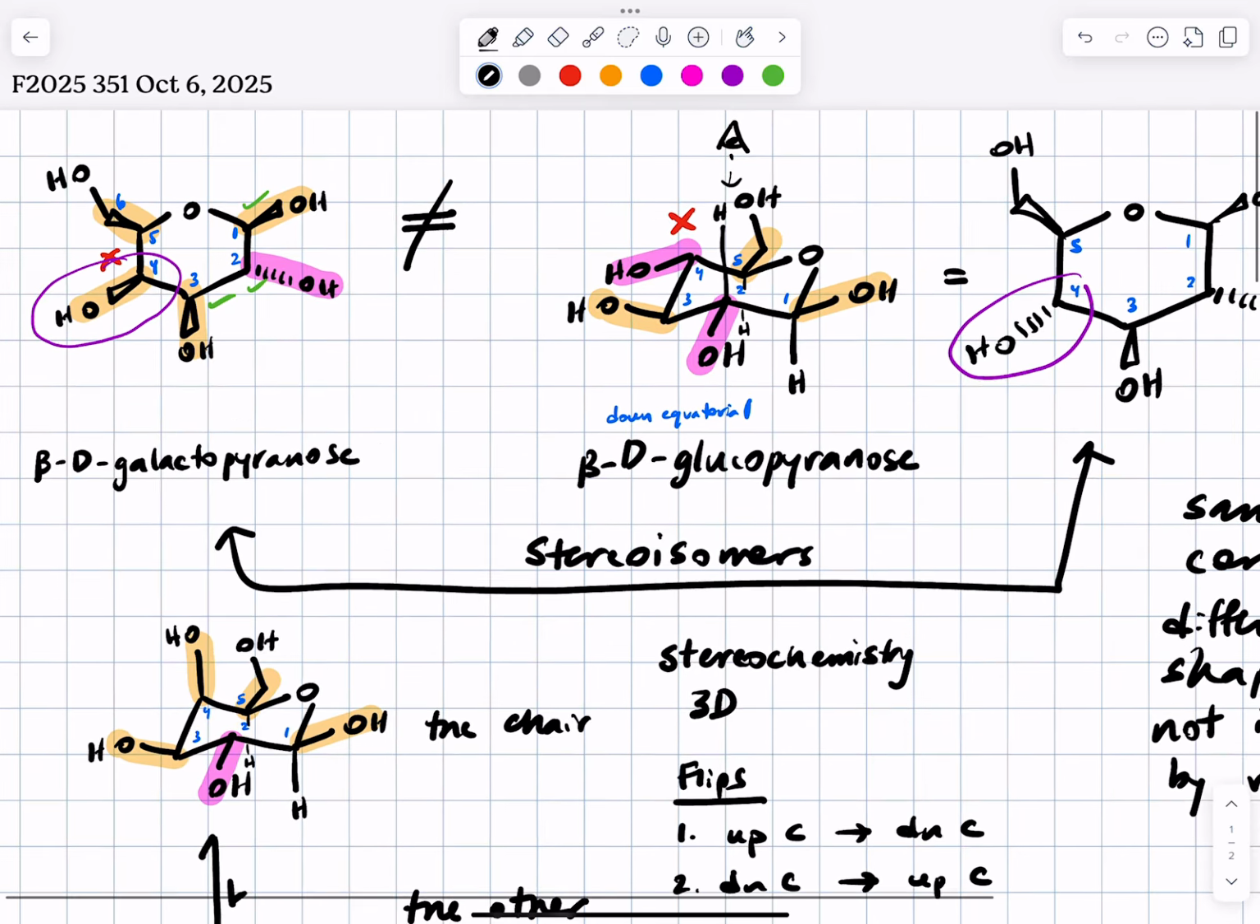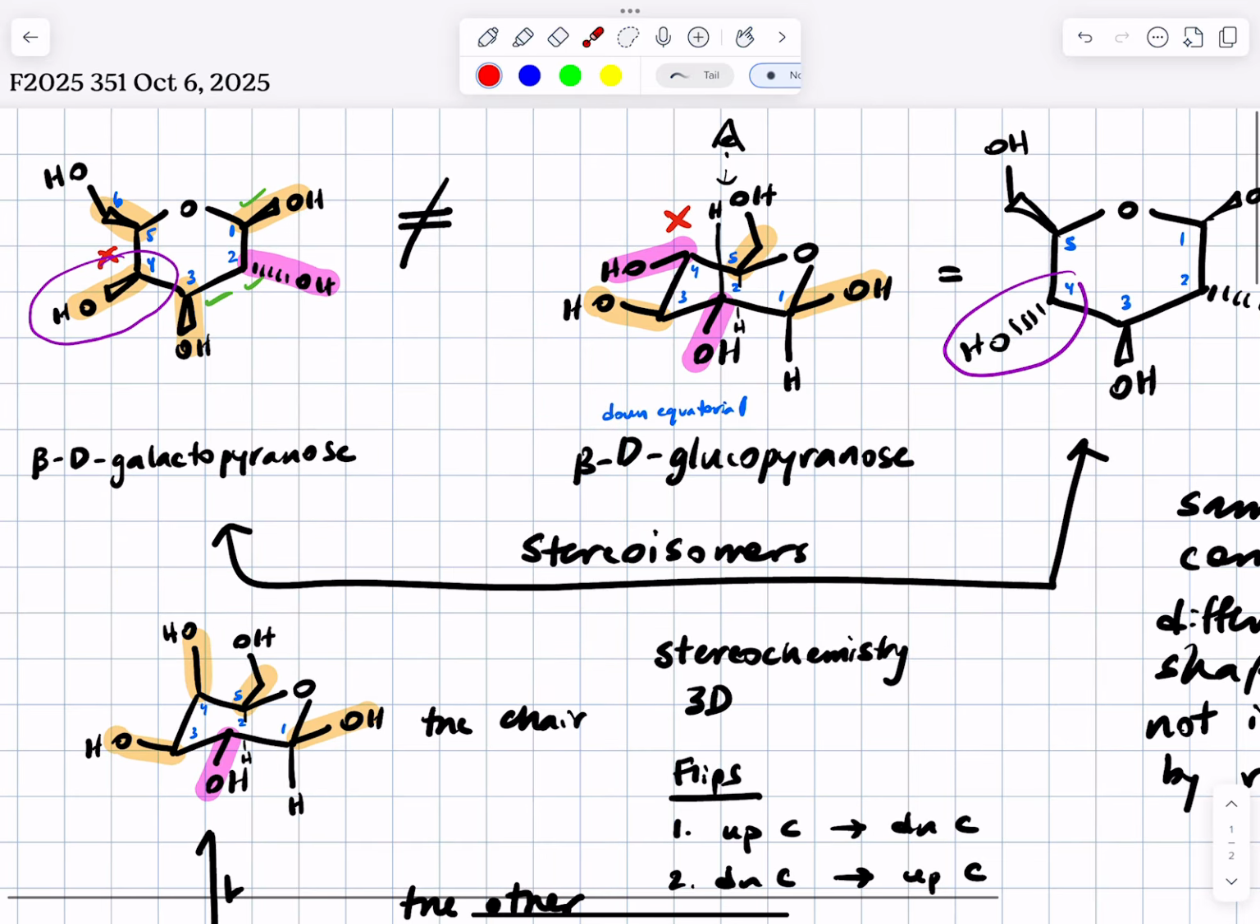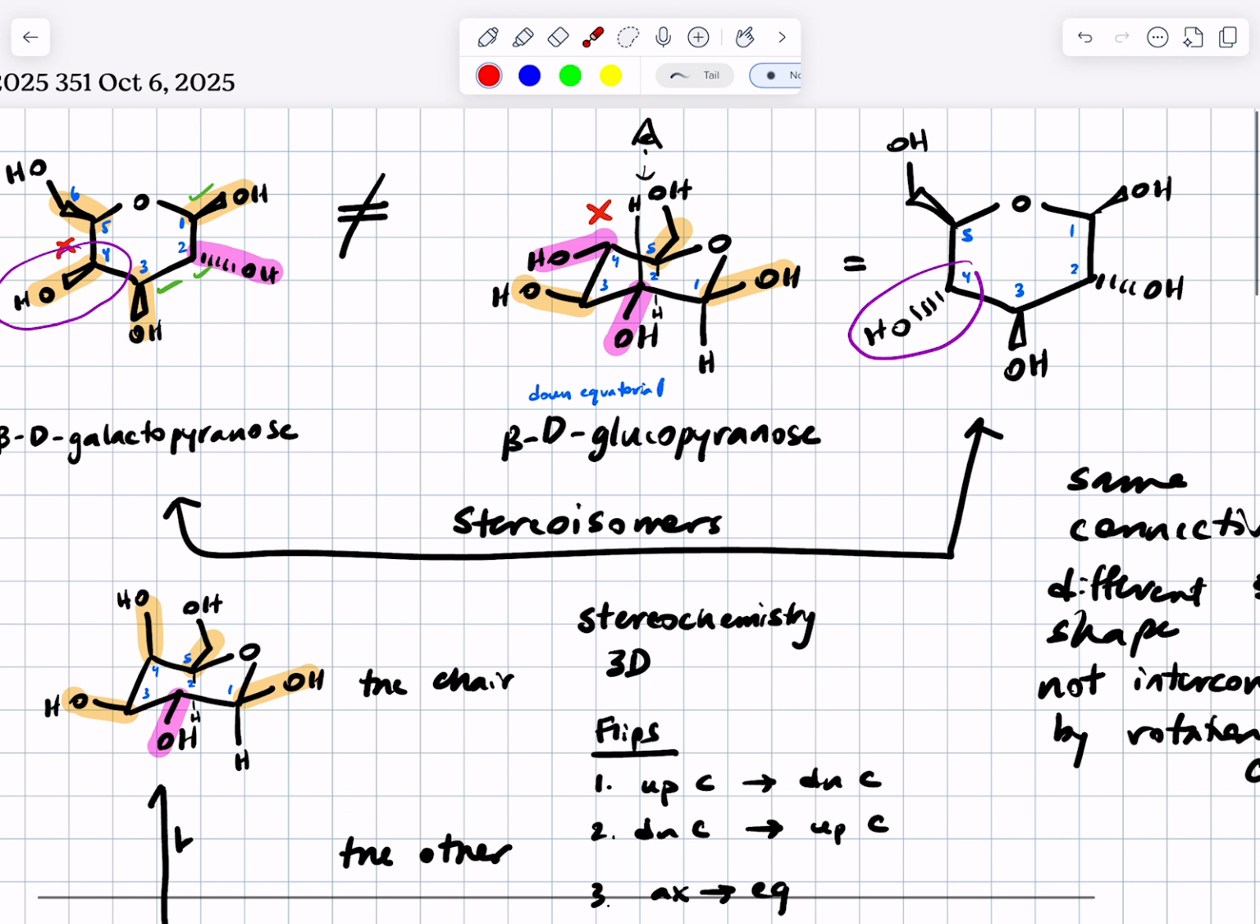So I told you that galactose and glucose are not the same thing. I told you they were stereoisomers of each other. Here is the chair of galactose. Here is the chair of glucose. Are those two mirror images of each other? Nope. So therefore, they must be diastereomers.